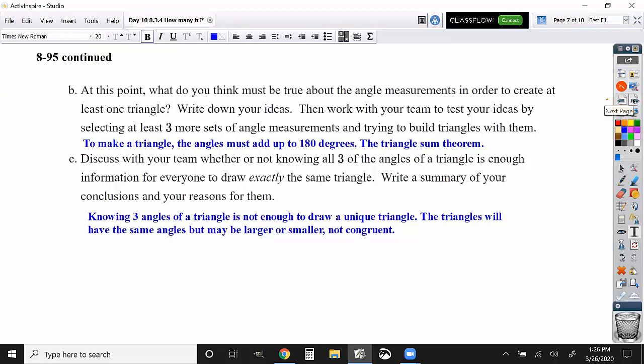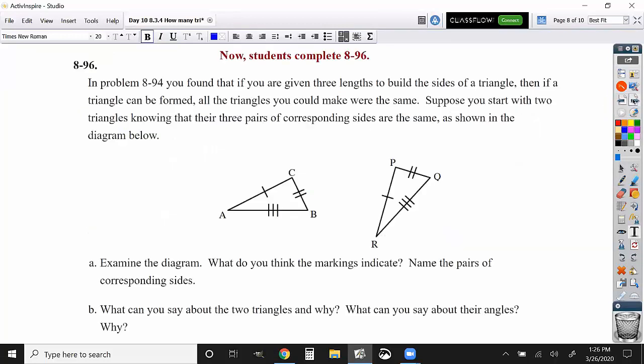Now, before we move on to 896, well, let's do 896, then we'll talk a little more. In problem 894, you found that if you were given 3 lengths to build the sides of a triangle, then if the triangle can be formed, all the angles you could make were the same. Suppose you start with 2 triangles, knowing that their 3 pairs of corresponding sides are the same, as shown below. A, examine the diagram. What do you think the markings indicate, and name the pairs of corresponding sides?